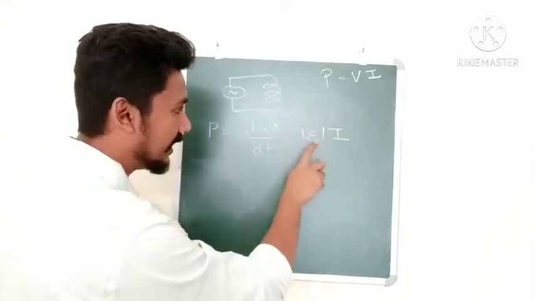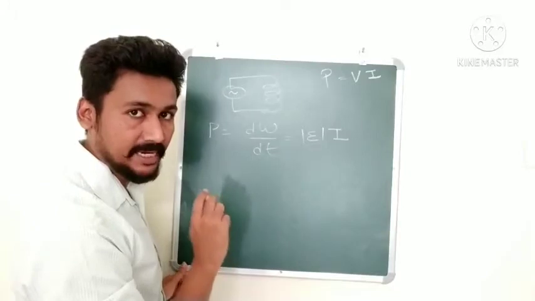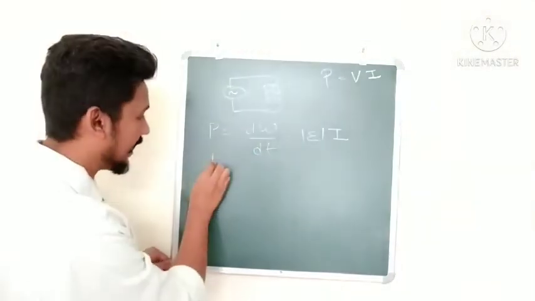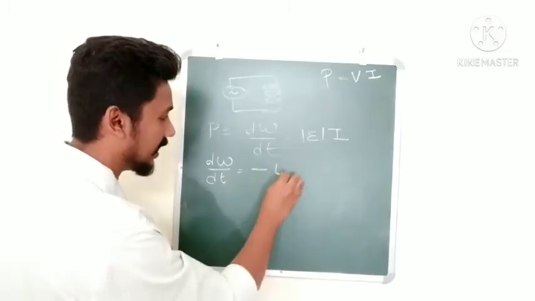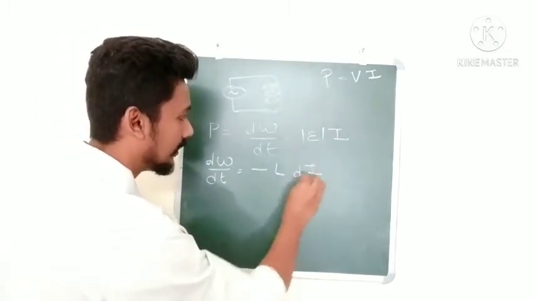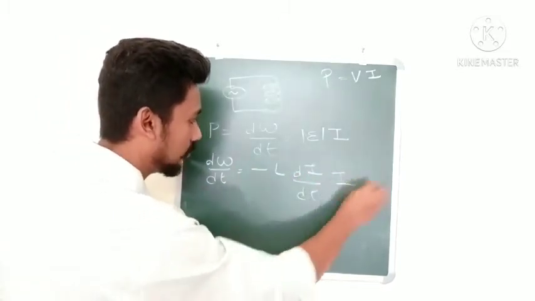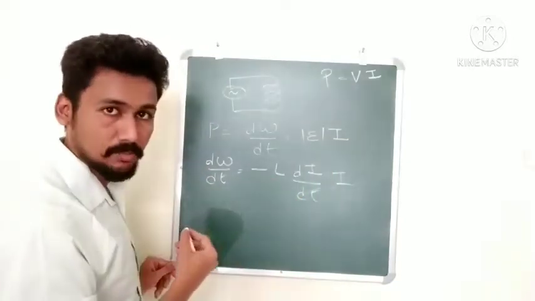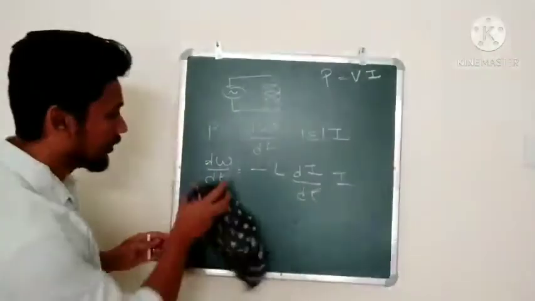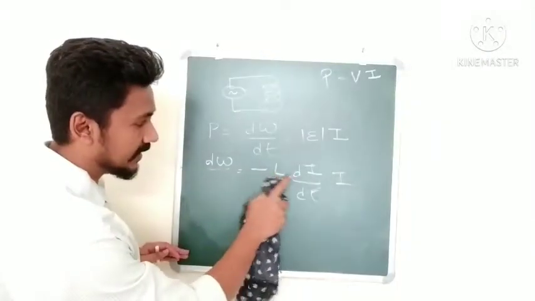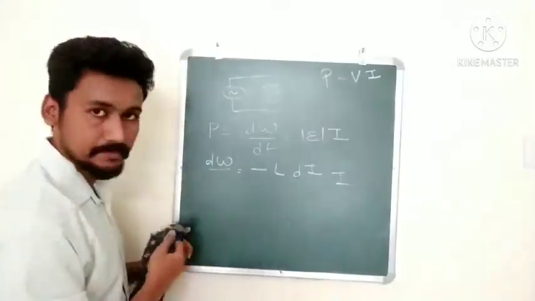Now, how much is E? E is minus L di by dt. So we can write this as dW by dt equal to minus L di by dt into I. dt we can cancel on both sides, so you will get dW is equal to minus L di into I.